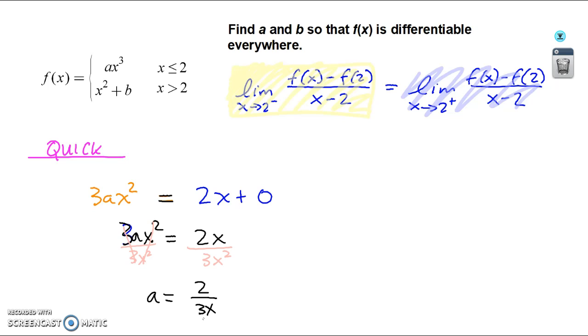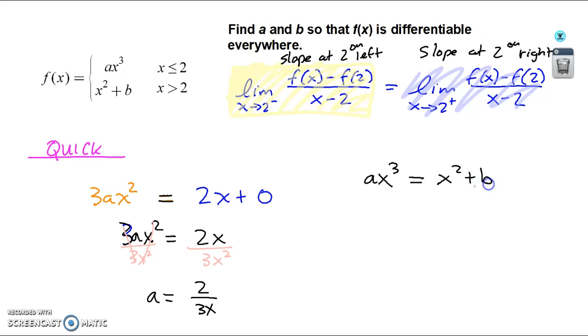All right, so great, we have what a is supposed to be. Now the other thing that we need to do is plug that in for another expression that we need to be true. So not only do the slopes need to be the same, so remember these are slopes, the slope at 2 on the left has to equal the slope at 2 on the right. We also want the function values to be equal. So we know that ax to the third power itself has to be equal to x squared plus b. Because in order for it to be differentiable, it has to be continuous. And in order for it to be continuous, they have to meet up at that point.